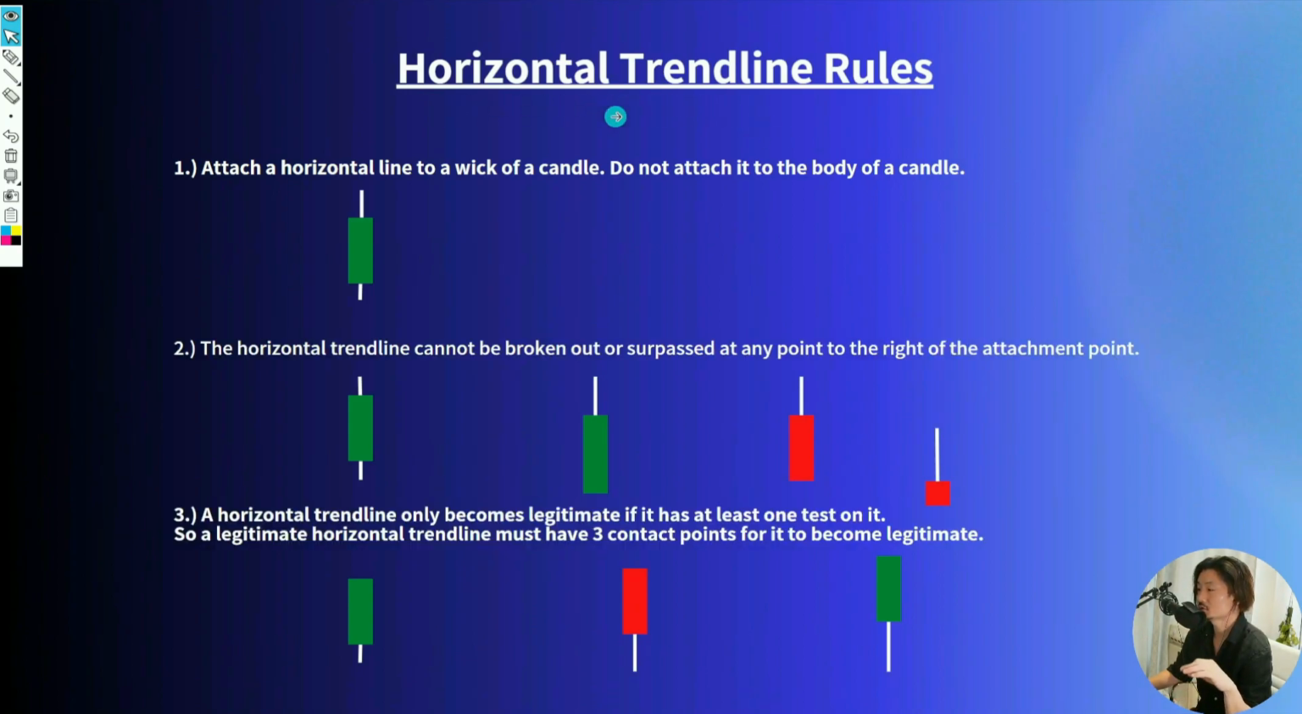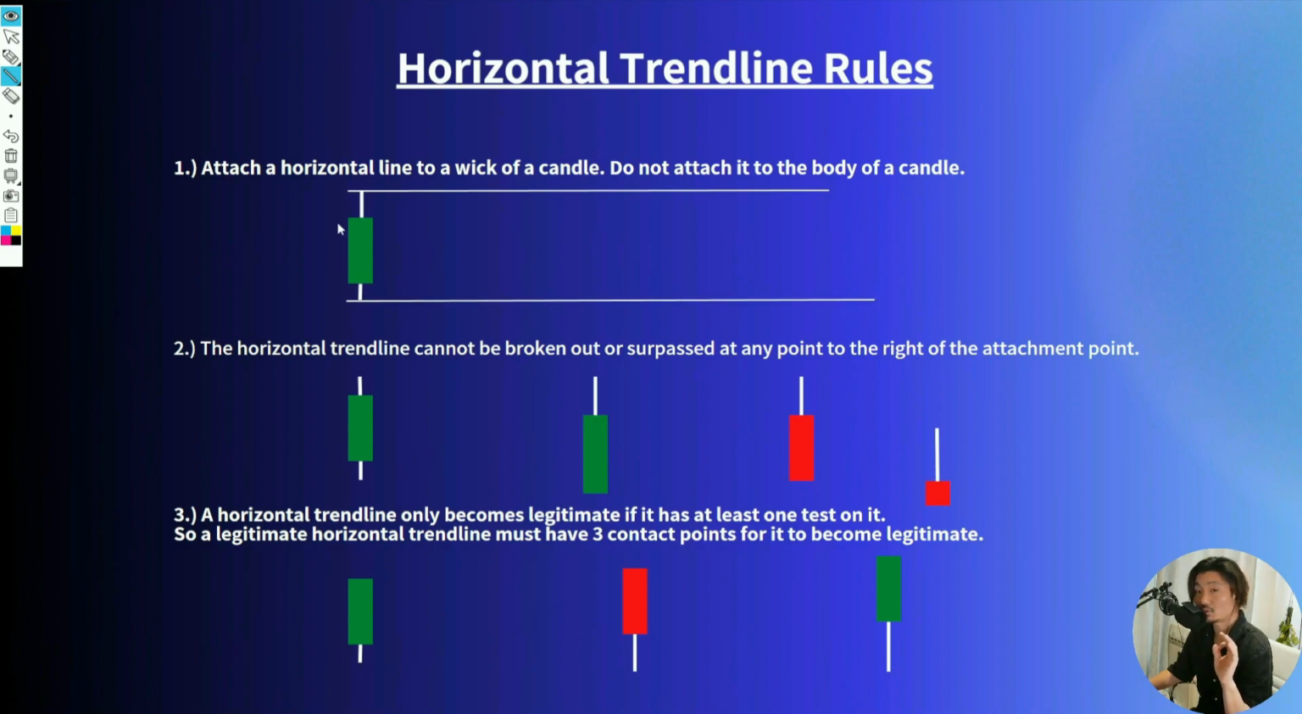All right, so horizontal trend line rules. Number 1, attach a horizontal line to a wick of a candle. Do not attach it to the body of a candle. We want to attach horizontal trend lines to the wicks of a candle, like so. We do not want to attach it to the bodies.